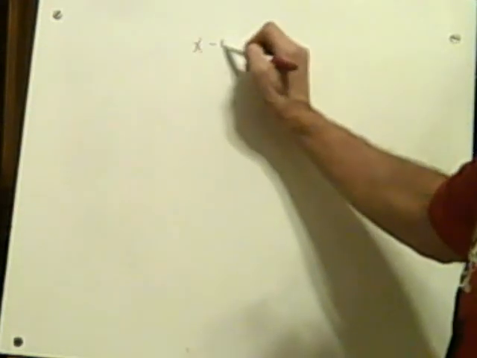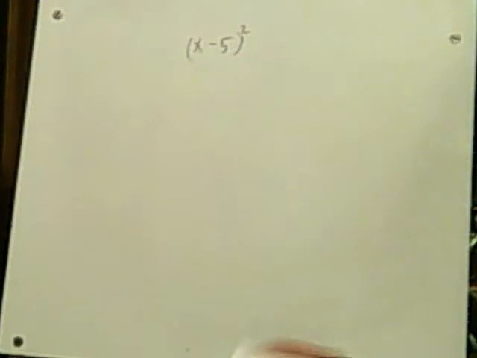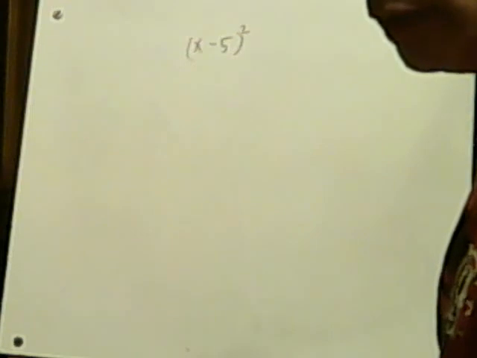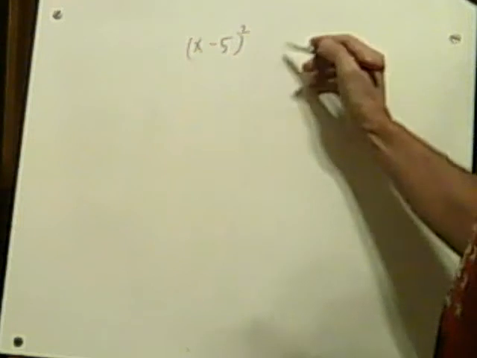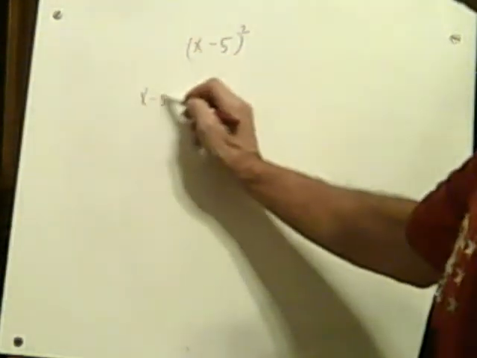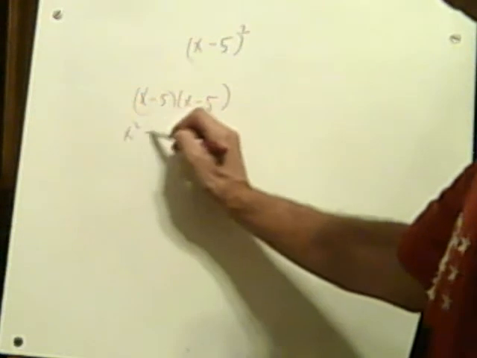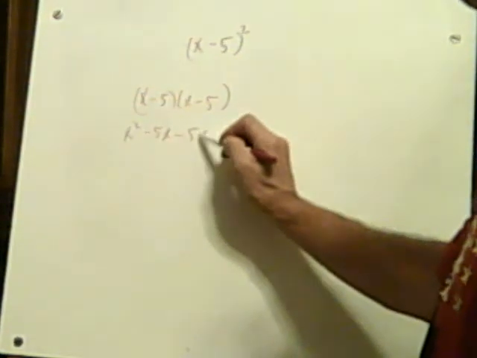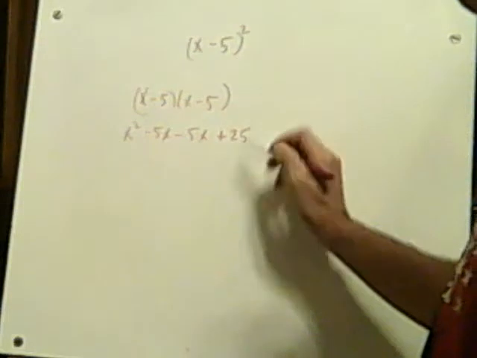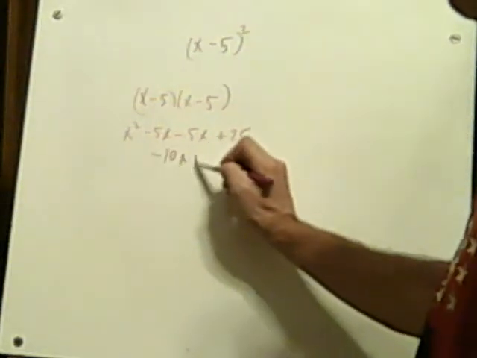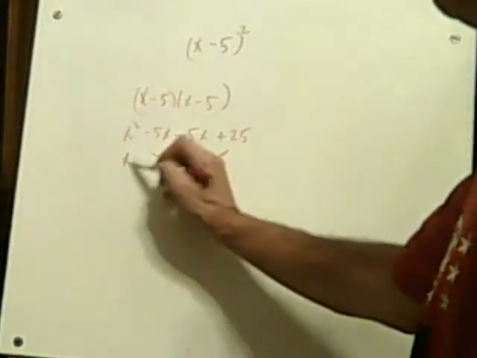x minus 5 squared. Okay, now, for x minus 5 squared, there are some special formulas that you might remember or be able to memorize and allow you to get the answer quicker. So first, let's do it the long way. x minus 5 times x minus 5. That's going to be x squared minus 5x minus 5x plus 25, and that's going to be x squared minus 10x plus 25.